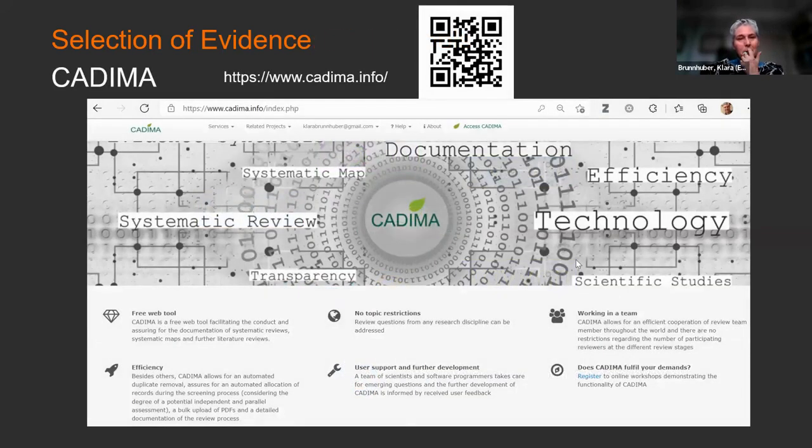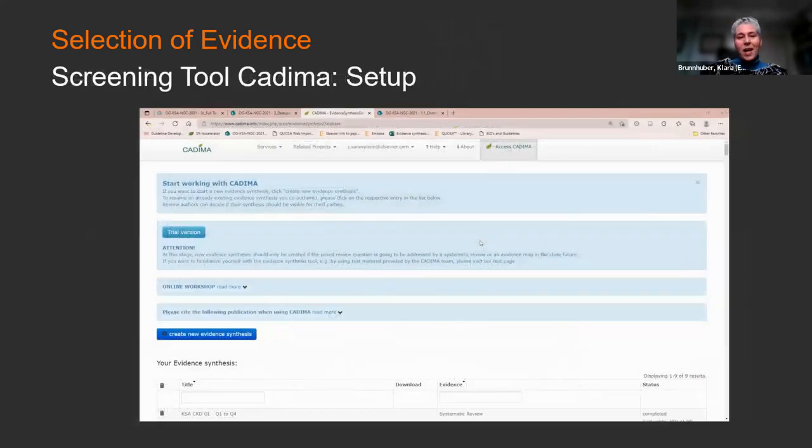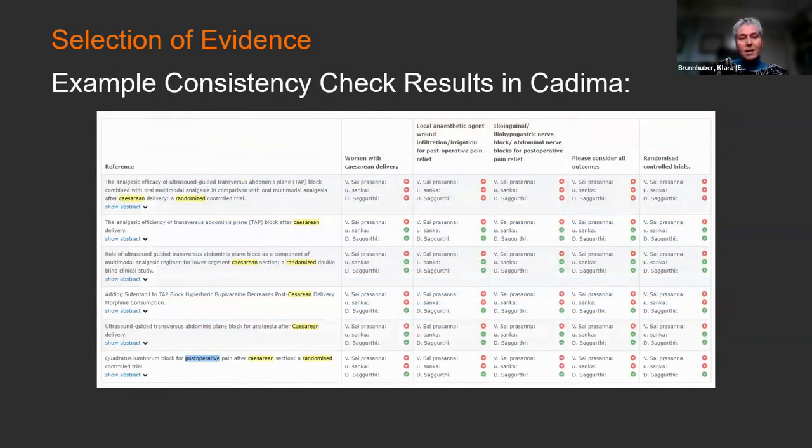I'm showing you Kadima because this is the one I'm familiar with, and here when you start working with it, you have a list of your topics here under your evidence synthesis list. This list can be searched and filtered, and it's once you have set up your project and you have added to it all your search results, deduplicated them once you've merged them, and then the next step is fantastic.